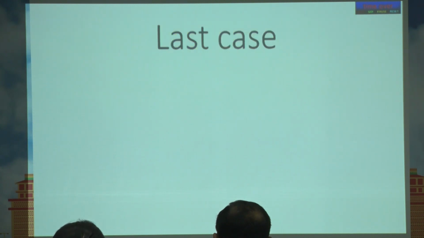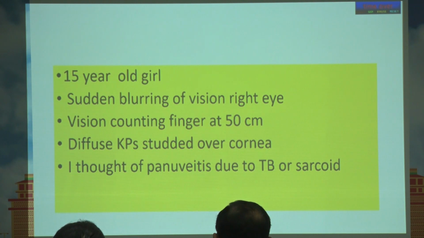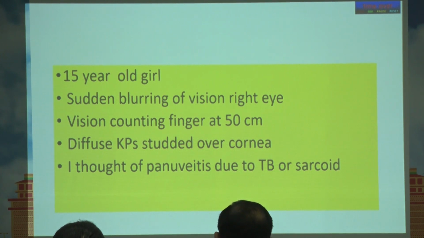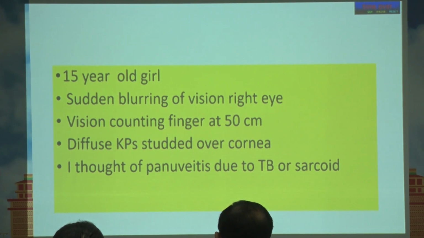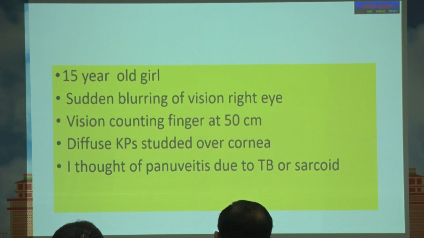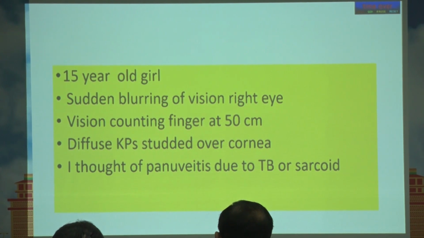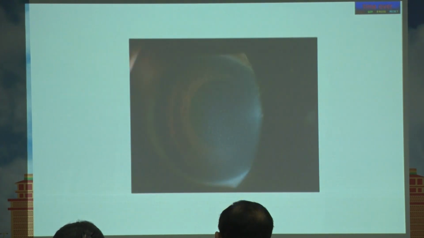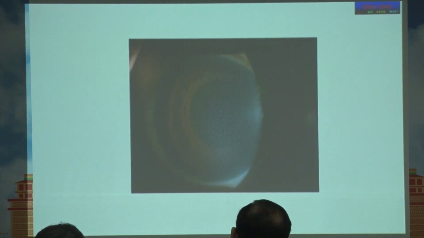Last case. This is the last case, a 15-year-old girl, sudden blurring of vision in the right eye. Vision was counting fingers at 50 centimeters. Diffuse KPs studded over the cornea. Some of them were quite large. I thought of panuveitis due to TB or sarcoid. So this is the picture. I couldn't see the fundus. But I was all the time suspecting that there may be something wrong because the vision was not correlating.